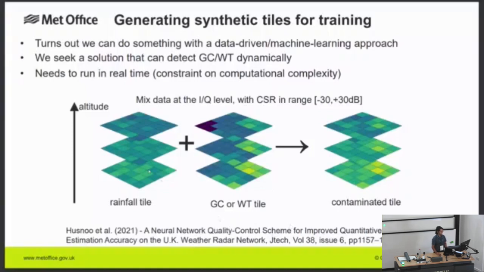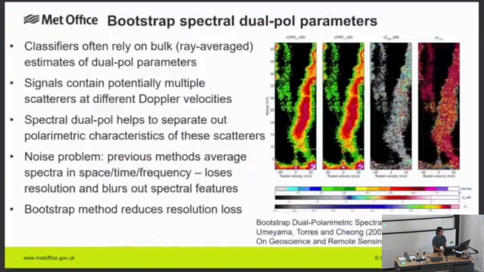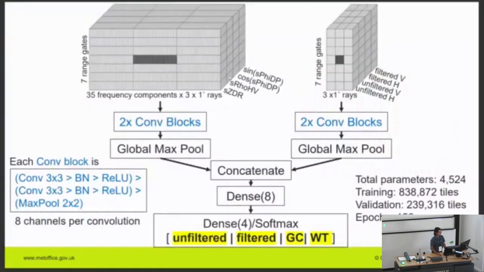So the idea is that you have the original rainfall tile, so that tells you how much rain you should have after you've chosen the right one at the end, if you've filtered it correctly. I won't go into the details here, but this is the same polarization stuff I talked about earlier, the spectral version of that, which is what we're using as input to our neural network.